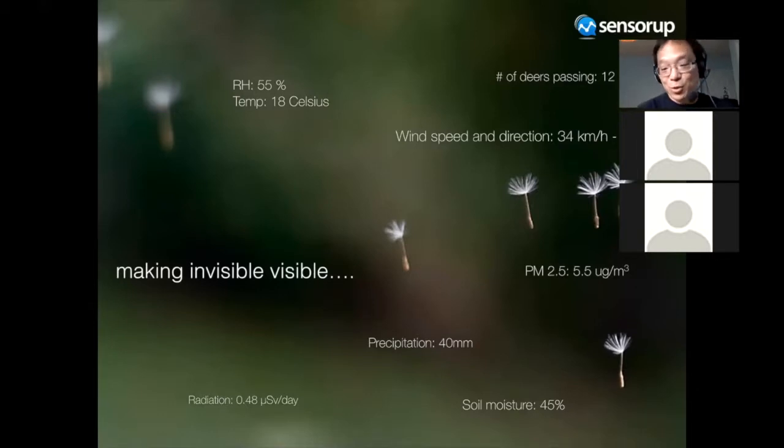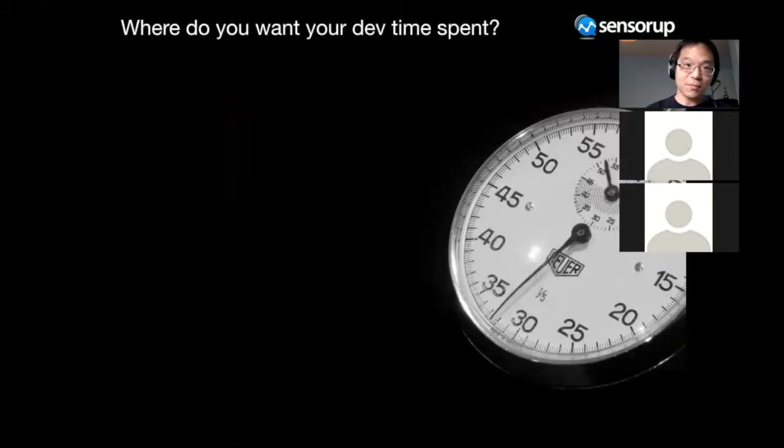So I just want to start with this. What we're doing here, you and us, is making the invisible visible so that we can quantify everything, so that we can optimize everything. That's the key value, the true value for smart cities or any IoT applications. And second point, where do you want your development time spent?